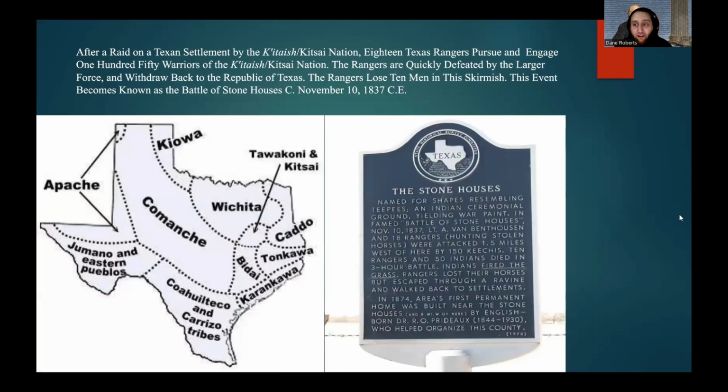On November 10th, 1837 CE, after a raid on a Texas settlement by the Kitsai Nation, 18 Texas Rangers would pursue and engage 150 warriors of the Kitsai Nation. However, the Rangers would be quickly defeated by the larger force and withdraw back to the Republic of Texas, with the Rangers losing 10 men in the skirmish, and this event becoming known as the Battle of the Stone Houses.